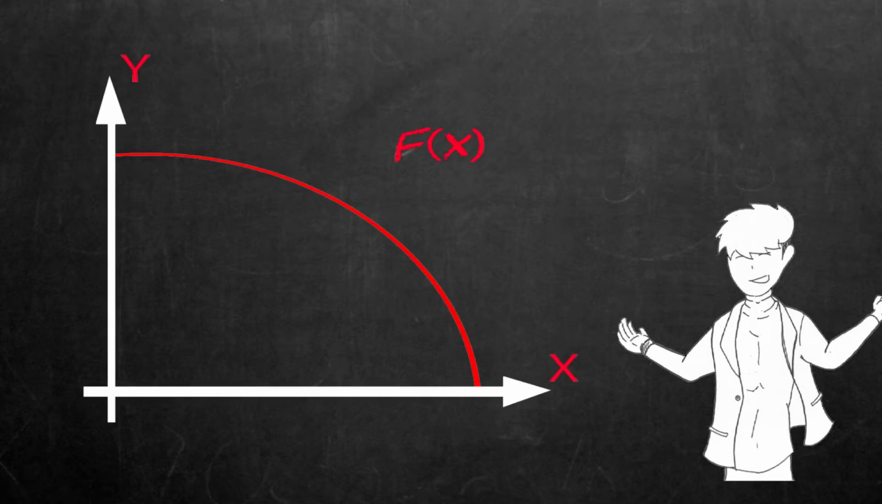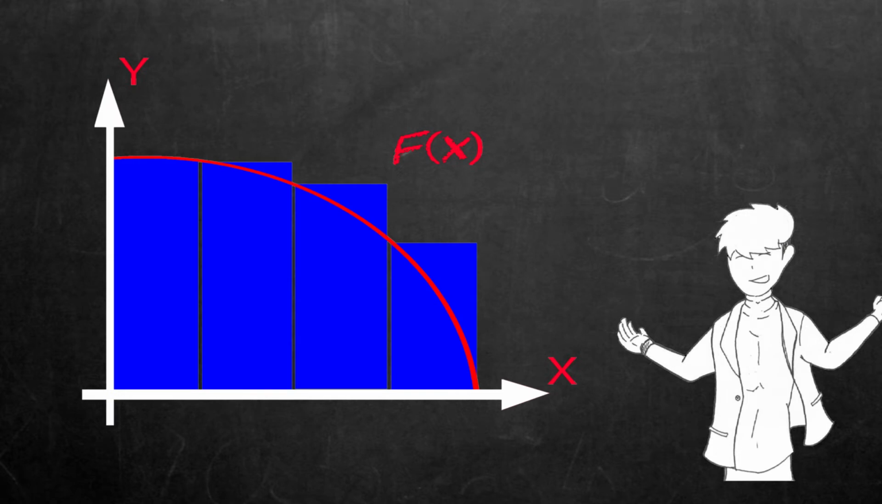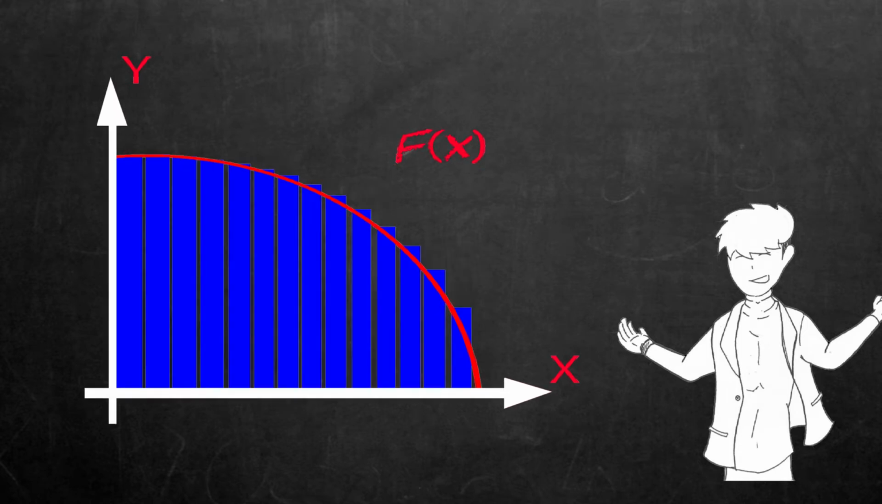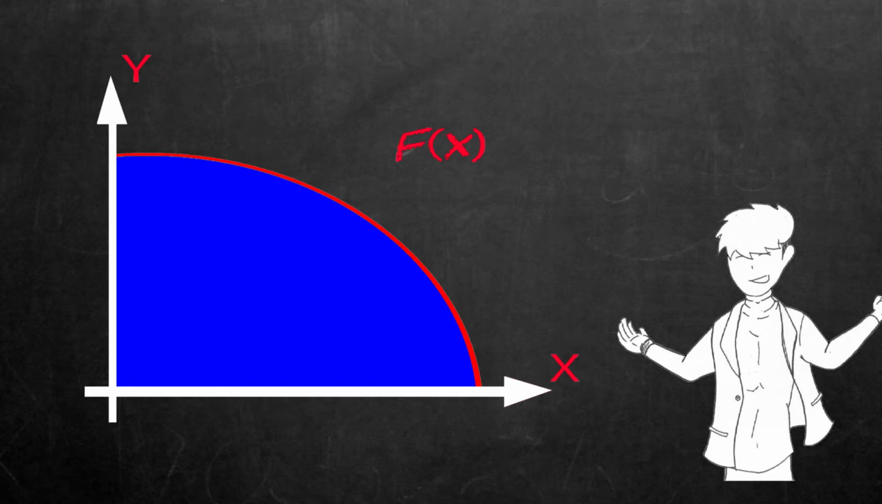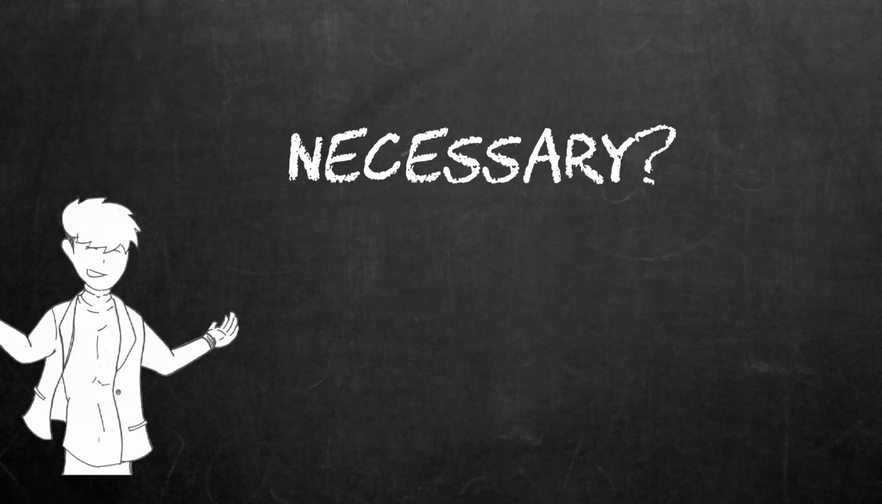Here we have a graph. We could calculate the function at a few points and add up slices with change of x. But the answer is far from accurate. So we shrink those slices until they approach 0 in width. Then we get the true answer. But is that necessary? The answer is no.